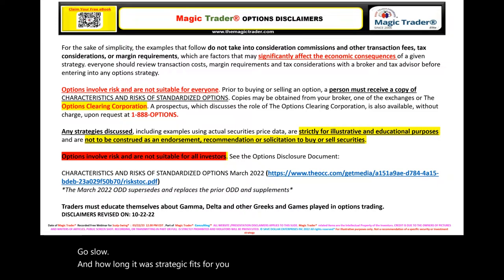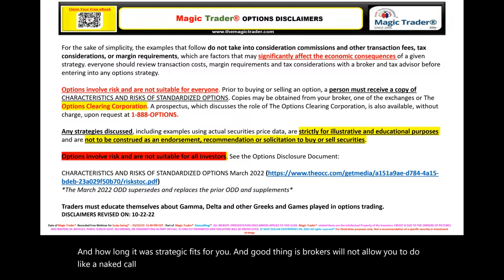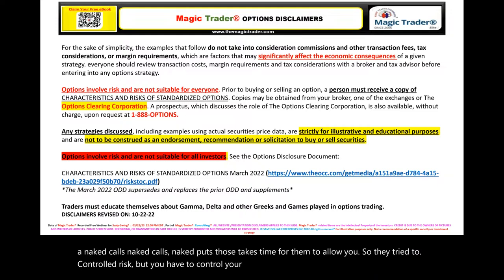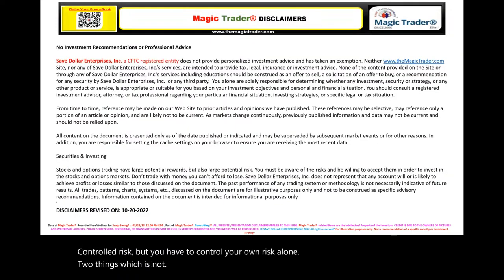And the good thing is brokers will not allow you to do naked calls, naked puts. Those take time for them to allow you. So they try to control risk, but you have to control your own risk. So don't do things which are not advisable.